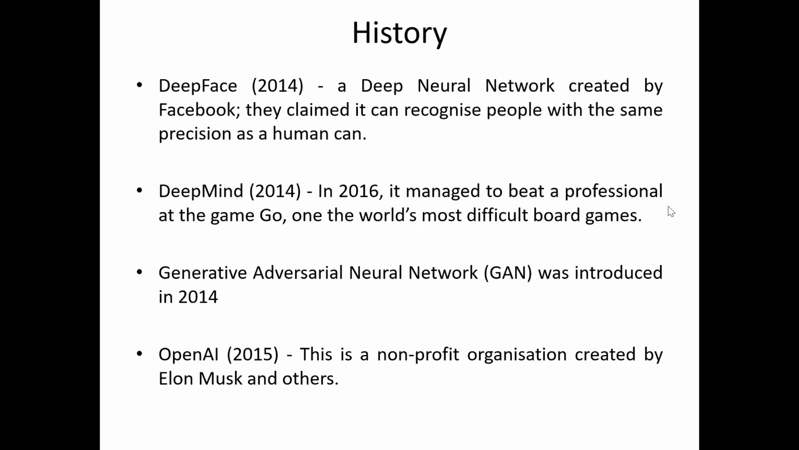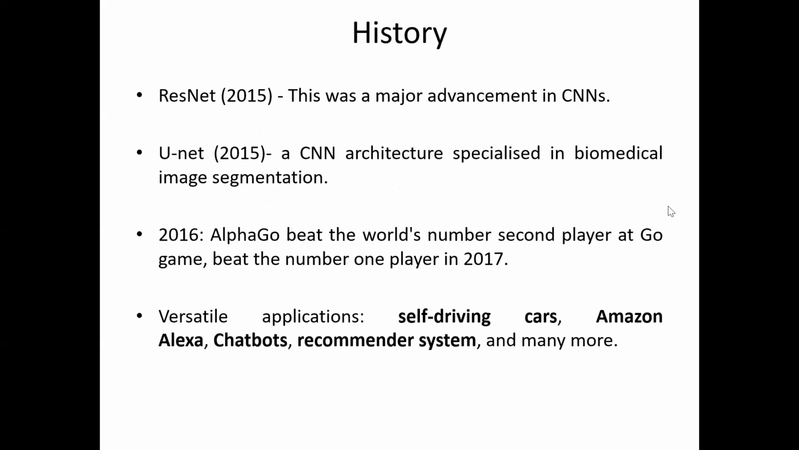OpenAI was introduced in 2015. This is a non-profit organization created by Elon Musk and others. ResNet is another convolutional neural network architecture introduced in 2015. UNet is also a convolutional neural network architecture, used in a lot of applications in biomedical image segmentation. In 2016, AlphaGo beat the world's number two player at the Go game, and beat the number one player in 2017. So it has versatile applications in different areas, starting from self-driving cars, Amazon Alexa, chatbots, recommender systems, and many more. In every field nowadays there is application of deep learning.